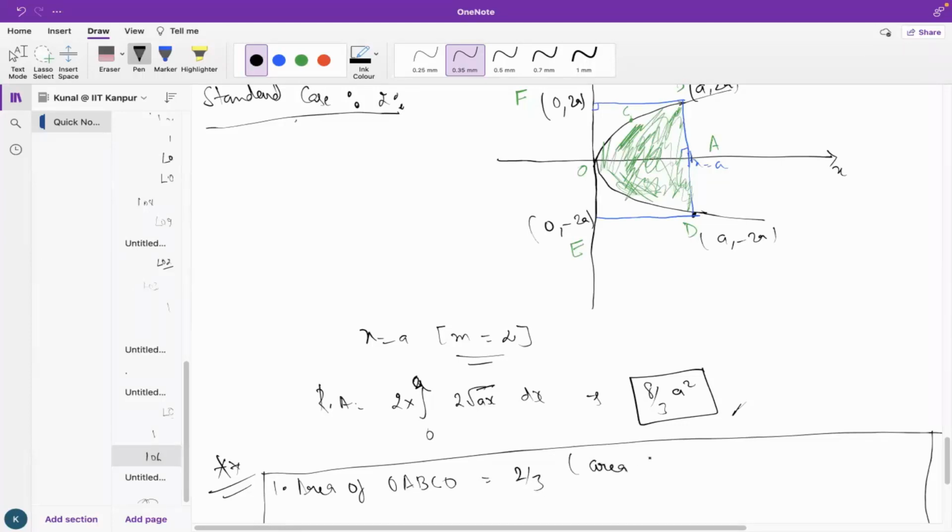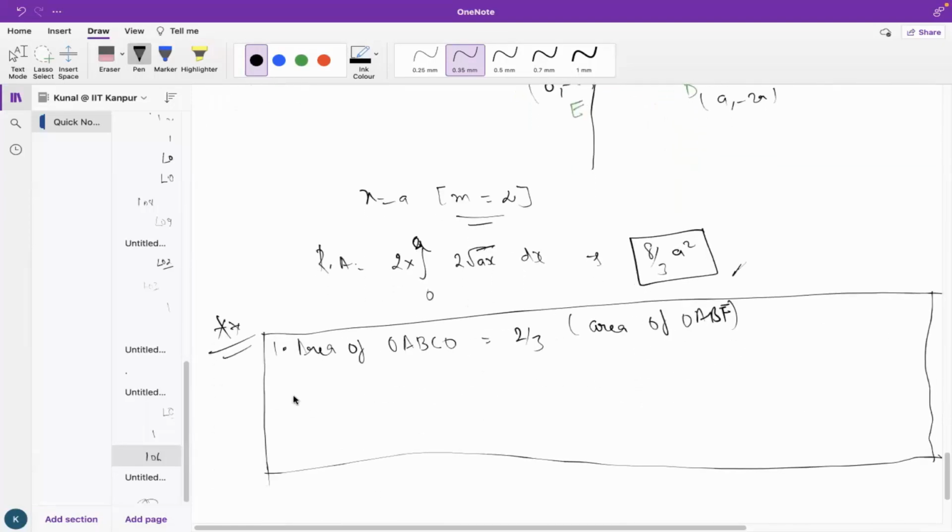area of ABCD. Actually, ABCD. Oh, sorry, let me erase it here. 2 by third of actually area of OABF. This rectangle, OABF. I will show you how it's coming. So let me try to show you.